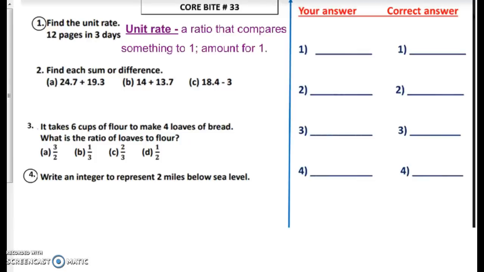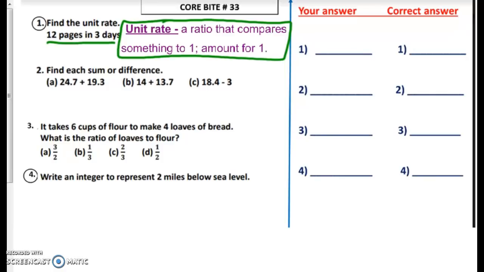Today you will be doing core bite number 33. Number 1 says to find the unit rate of 12 pages in 3 days. Your hint is this definition of unit rate. So I want you to pause the video and copy down that definition.